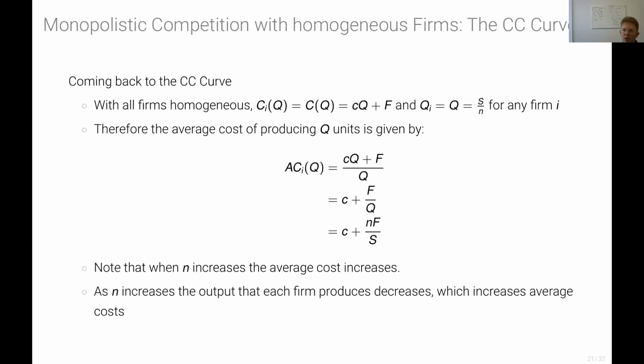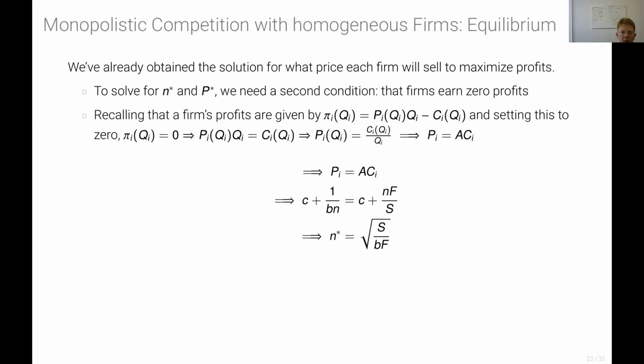Note that if Q is equal to S over N, you can see that as n increases, Q is going to decrease, and so that's going to increase average costs. That means you're producing less of a quantity, and you can't spread out your fixed cost among as many units as you could before.